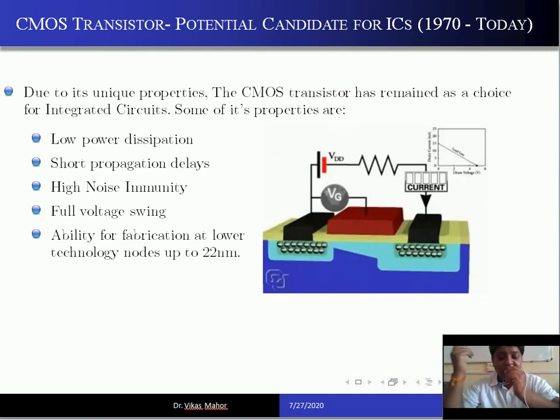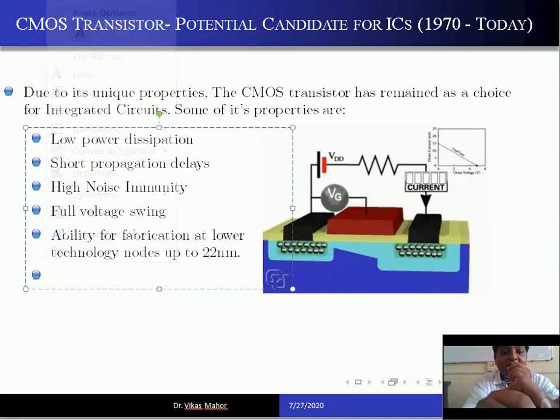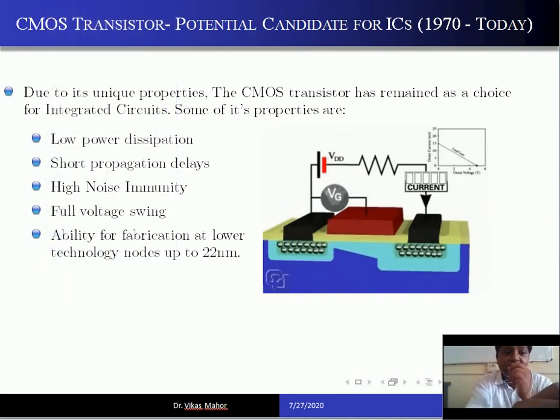So CMOS based ICs consume very low power. This is one of the reasons why CMOS is preferred in IC design. One of the things is low power dissipation as compared to other transistors.